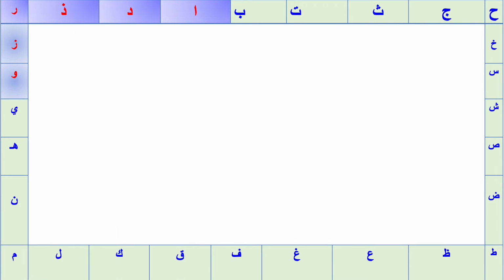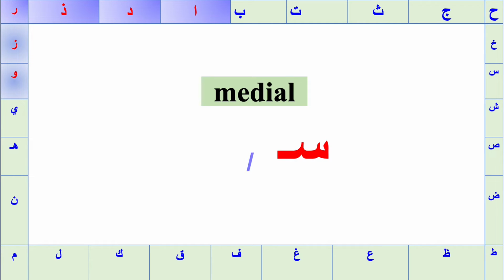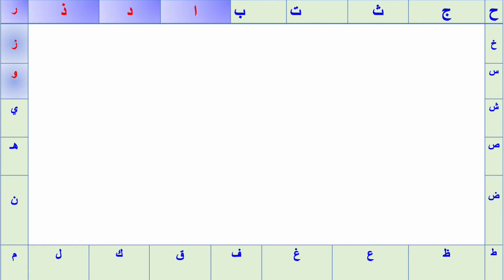Let's now look at the shape of this letter in the middle of the word, in the medial position. We can also distinguish two shapes. This is the first one and this is the second one. Let's have an example. We have the verb yursil, which means to send, like to send an email or to send a letter.